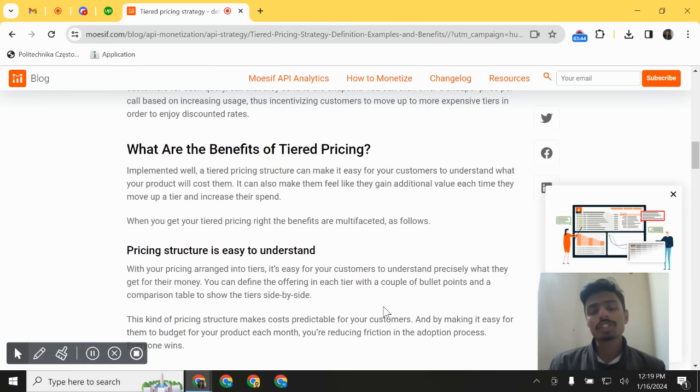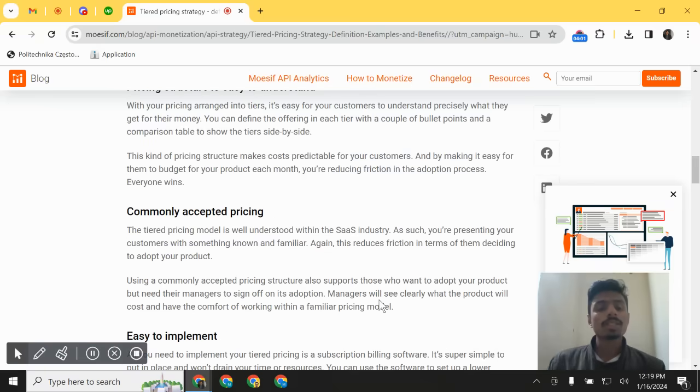The first one is that the pricing structure is easy to understand. With your pricing arranged into tiers, it's easy for your customers to understand precisely what they get for their money. You can define the offering in each tier with a couple of bullet points and a comparison table to show the tiers side by side. This kind of pricing structure makes cost predictable for your customers, making it easy for them to budget for your product each month. You are reducing friction in the adoption process. Everyone wins.